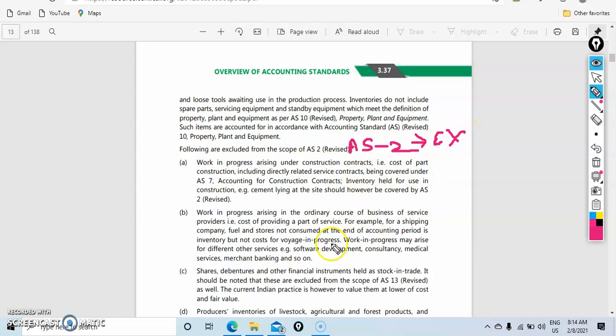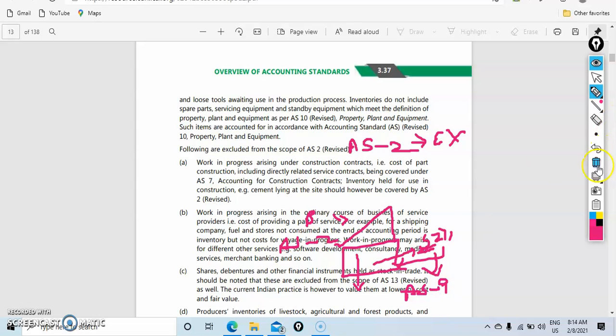The same goes for some services. Suppose in these constructions, the builder has given the tiles work and interior designs to some other persons. It is like a service. He is the main person, and for additional services he gives the work to another person. Can we use AS2 for these services? No. For services and revenues, we have a separate standard called AS9.